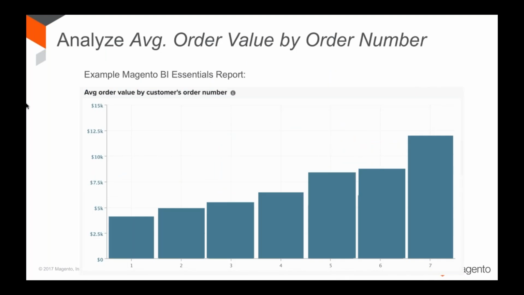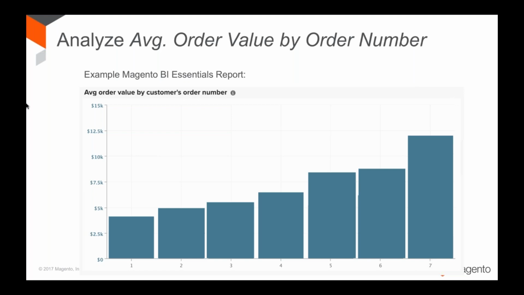So one of these charts that's really interesting to study is average order value by order number. It is kind of an interesting phenomenon that we see this across merchants really consistently. The more orders a customer has placed, the higher the average order value goes. So more loyal customers, they're not just buying more by frequency, they're actually buying more in their cart.